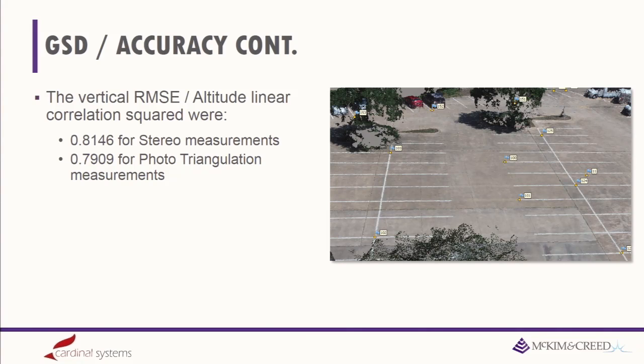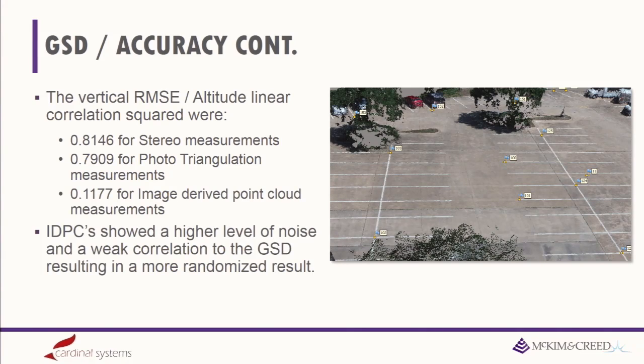The photo triangulation measurements, which are the ones within the bundle adjustment, again had a high correlation. And with the exact same data set, doing the image-derived point clouds, as you can see, it's got a very weak correlation. So 1 is the best correlation you can have, 0 is the worst.